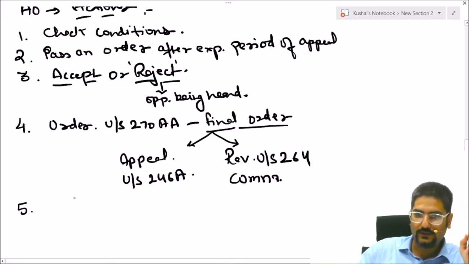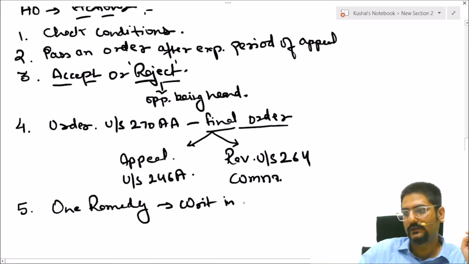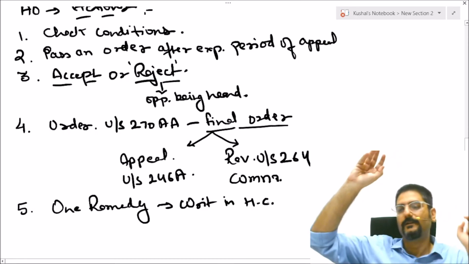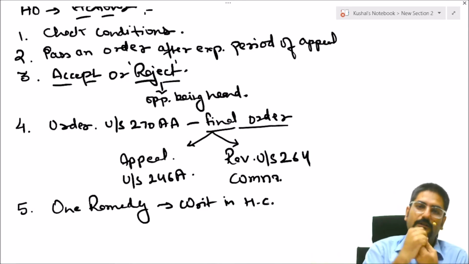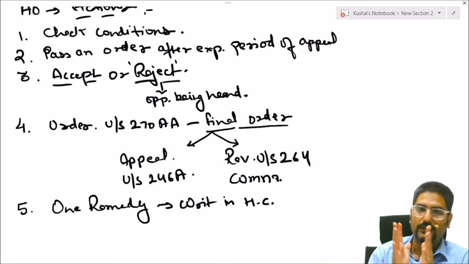If you are aggrieved by the order, you have only one remedy with you. That is to file a writ in the jurisdictional High Court. This is the only remedy which is available to the taxpayer, to the assessee, if the taxpayer or the assessee has to challenge this section 270AA order.